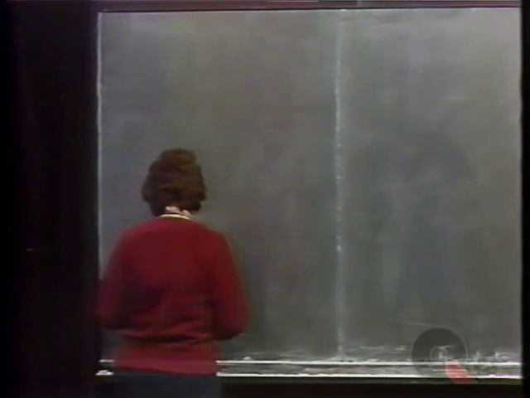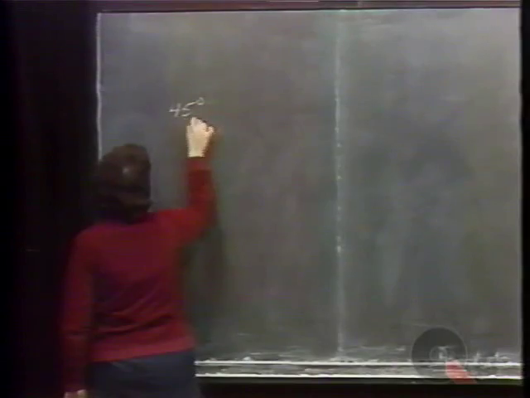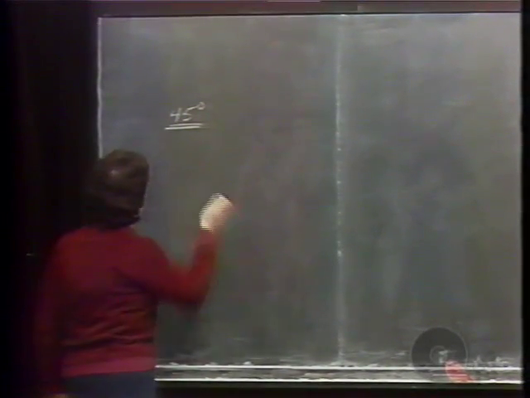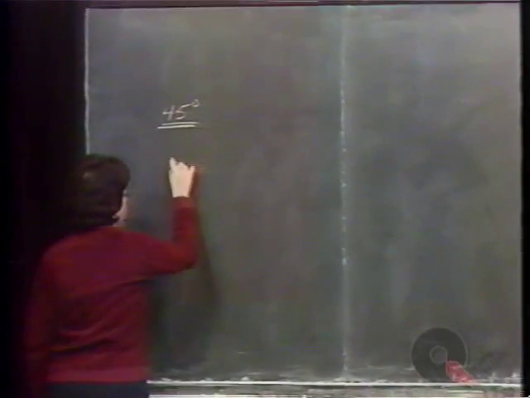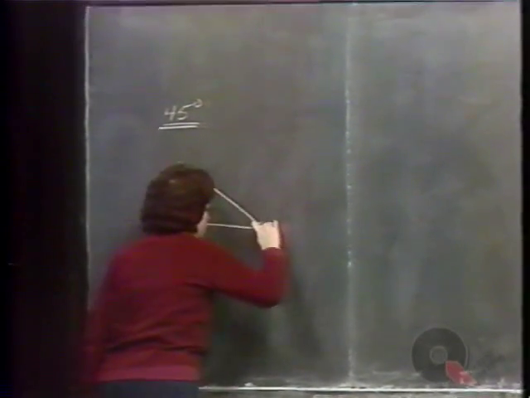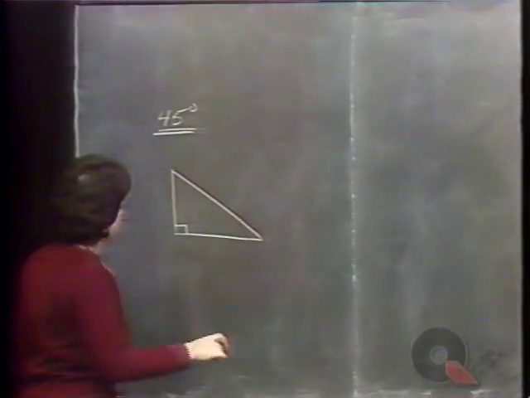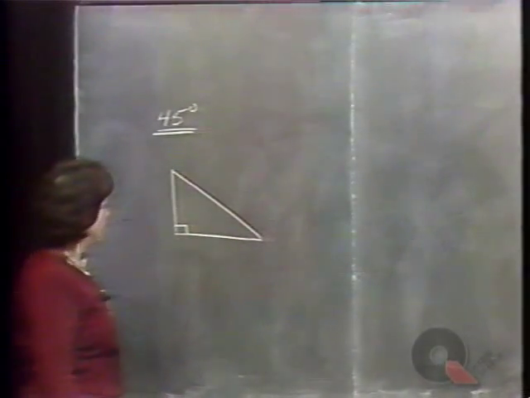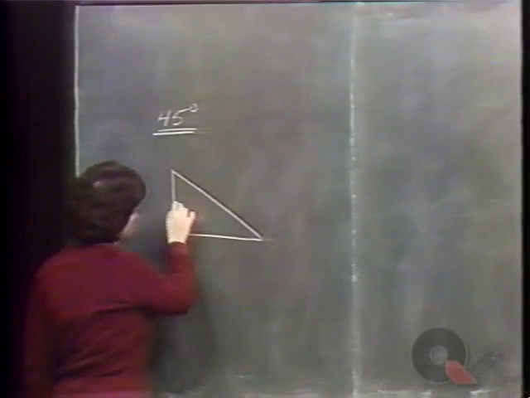Well, let me start by saying 45 degrees is one of the basic angles that we consider, because we can think of 45 degrees in the following way. We can get a 45-degree angle by considering an isosceles right triangle. If you remember, a right triangle is one that has a right angle in it, and an isosceles triangle is one in which two sides are equal and the base angles are equal. So an isosceles right triangle would have to have a right angle and two equal sides.